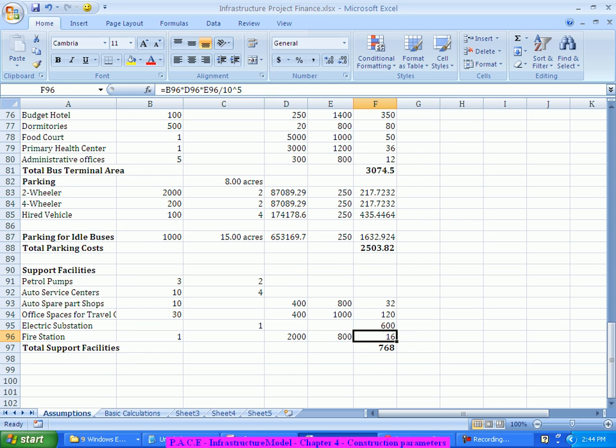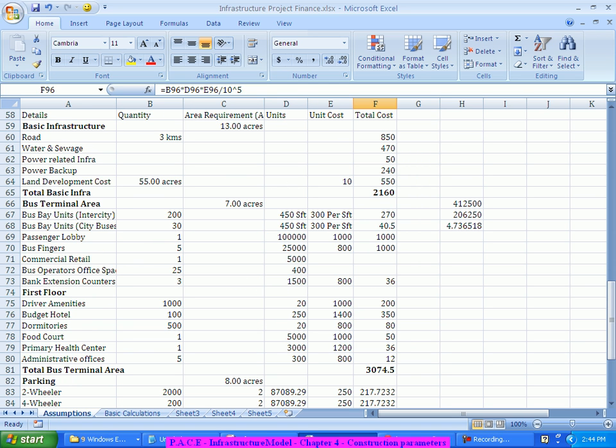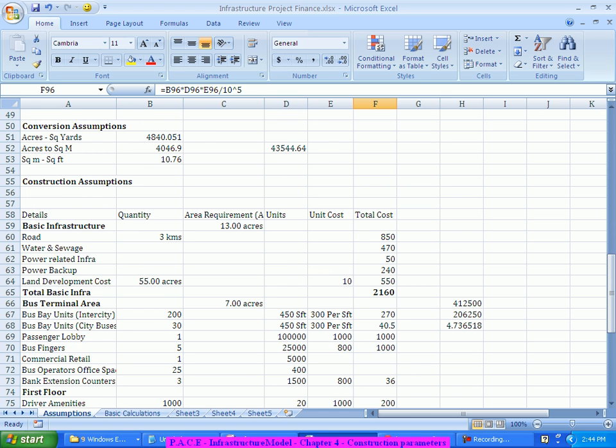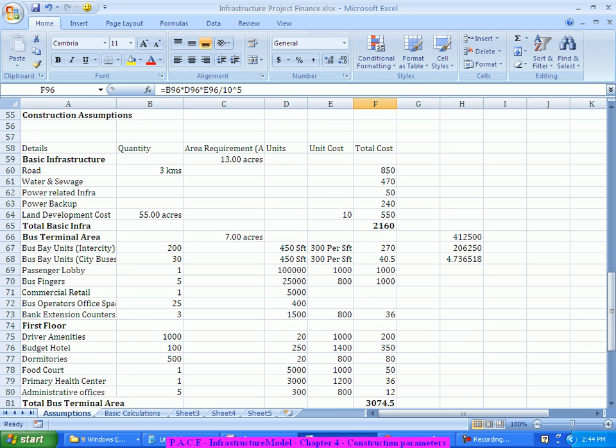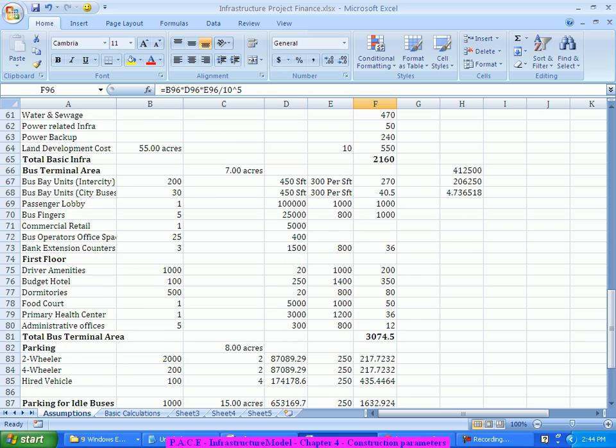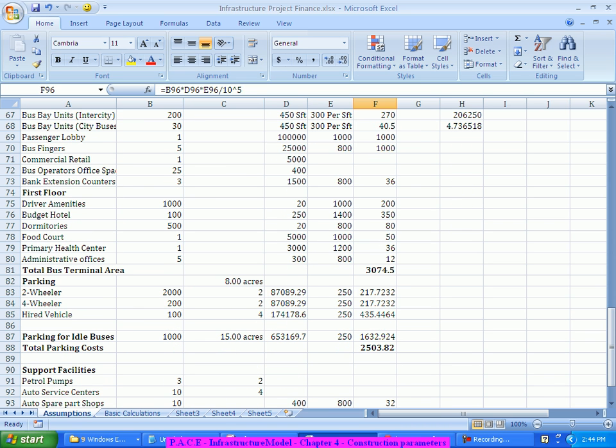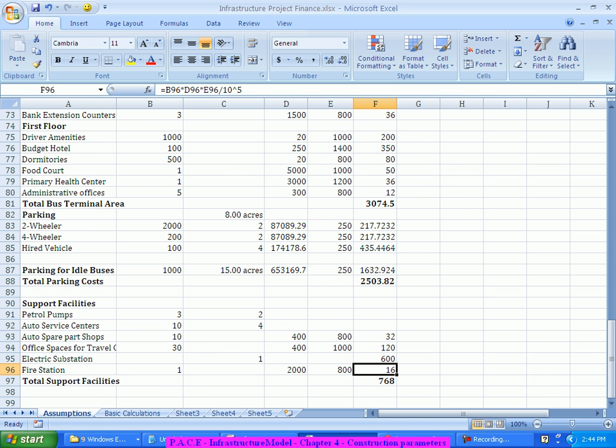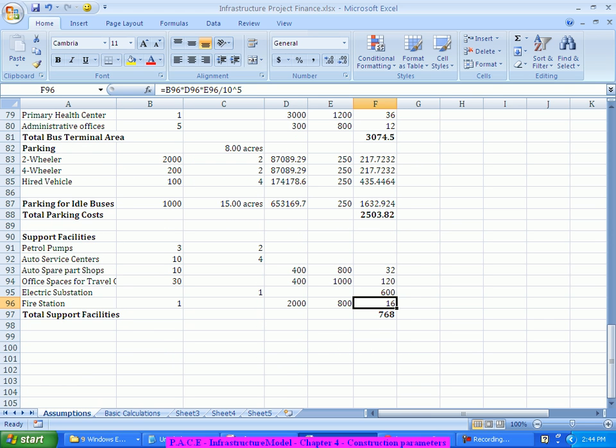Okay, so now based on this, we are arriving at our initial estimate. We are developing the basic infrastructure, the bus terminal area, the parking area, the parking for idle buses, and the complete support facilities. So that 55 acres of land we are using like this. If we look at the total land usage, all the 55 acres is used up: 12 acres for support, 15 for parking for idle buses.